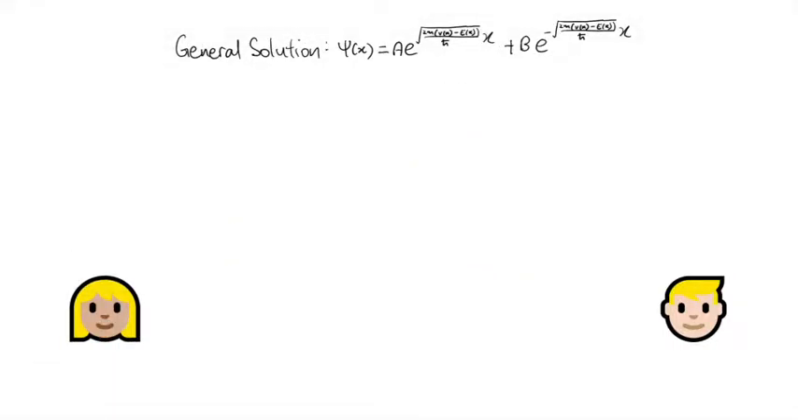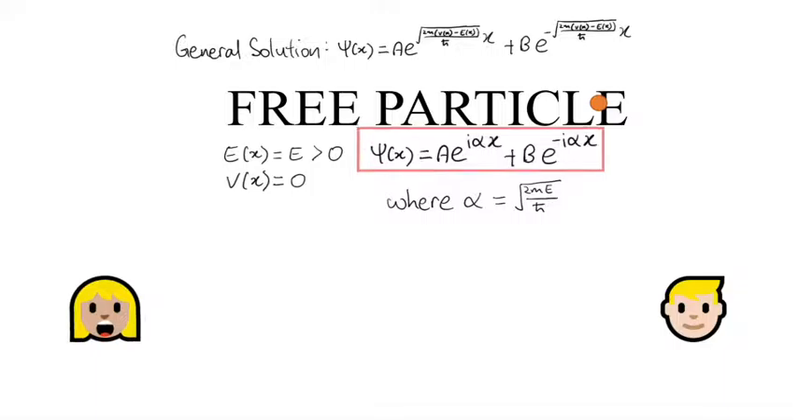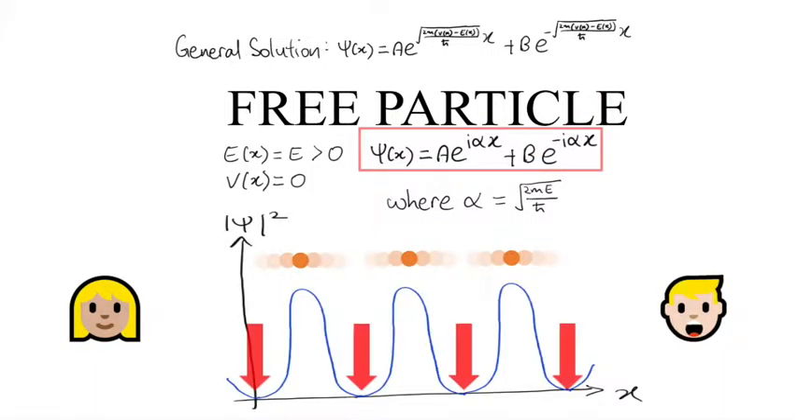Now that we know all the rules constraining the wave function, let's apply it to a free particle. A free particle is one which exists with some energy E larger than zero, in a region where potential energy is zero. Substituting this into the general solution, we get this. Plotting the modulus square of this wave function against position results in this shape. You will notice that the function cannot be normalised as its integral over all of x gives infinity.